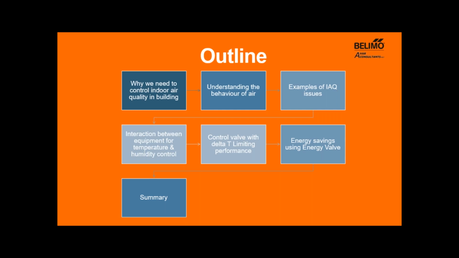In this presentation, we will look at the reasons why we need to control the IAQ. In order to control the IAQ, we need to understand the behavior of the air. We will also look at the effect of temperature and humidity and how they factor in when equipment is selected. I will also share some case studies on surveys of IAQ in buildings. Lastly, we will look at a case study on energy saving using the energy valve.